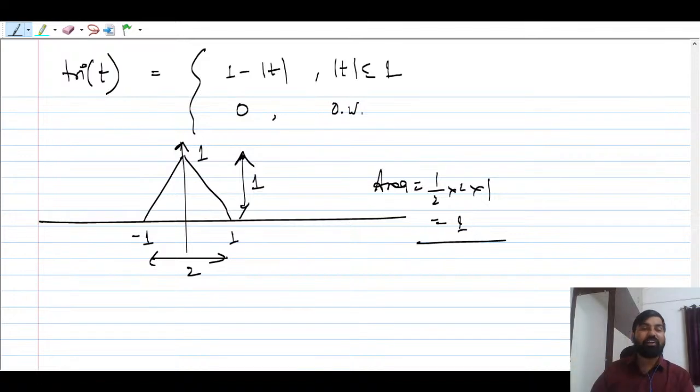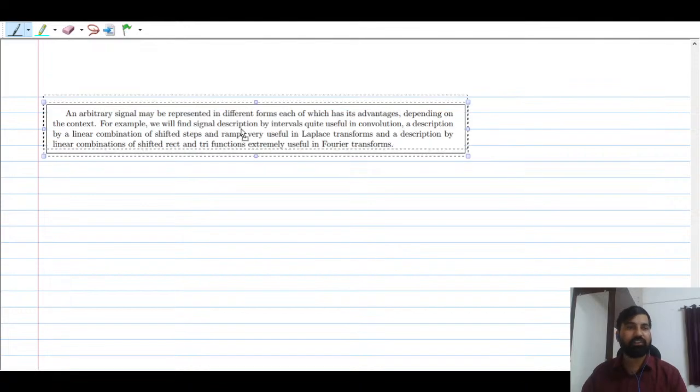Any arbitrary signal may be represented in different forms, each of which has its advantage depending upon the context. For example, we will find signal description by intervals quite useful in convolution. Whenever we talk about the convolution concept, that is very important. So you have to remember this line. Let me put this line in the notes as well, so you guys can remember this. So where do we use this? What is the importance of these signals?